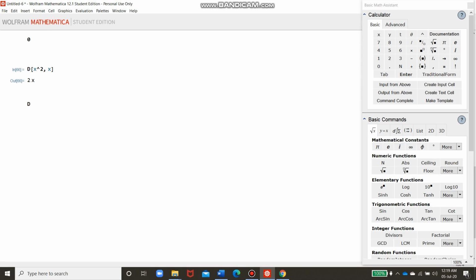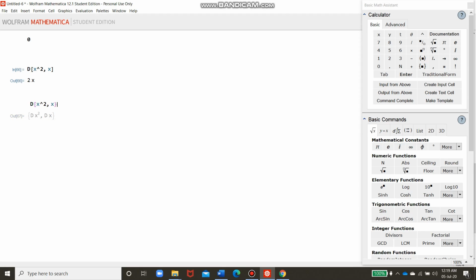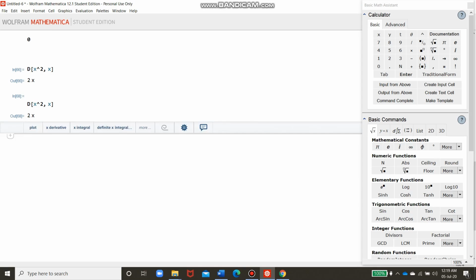The next error I would say is using curly brackets. For example, x squared comma x, shift enter. Again, you get some weird output. So what we do is just make sure you put your correct brackets. It should be square brackets. Shift enter, you get 2x.